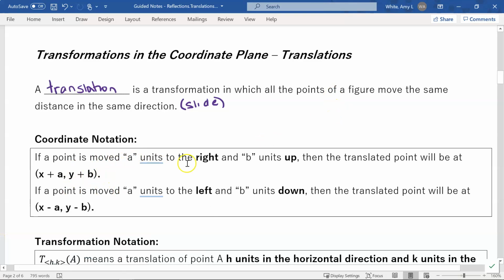If a point is moved a units to the right and b units up, then the translated point would be x plus a and y plus b. If we're moving left or down, we're going to be subtracting. So this is how it would look with coordinates.